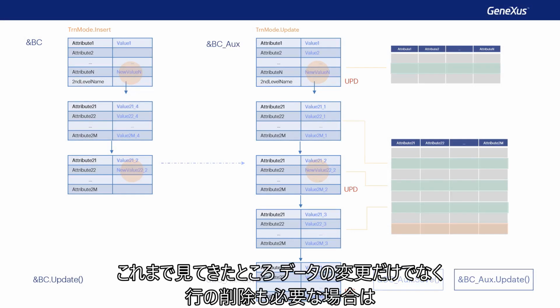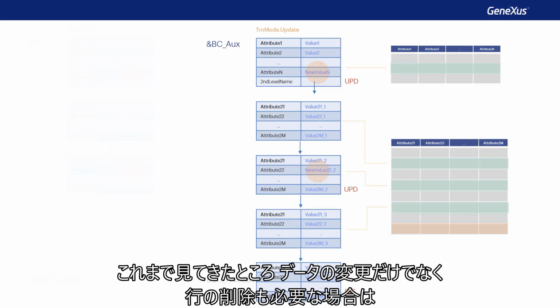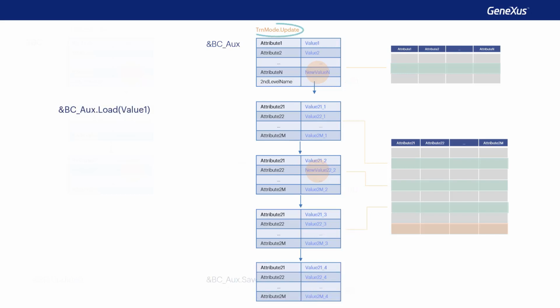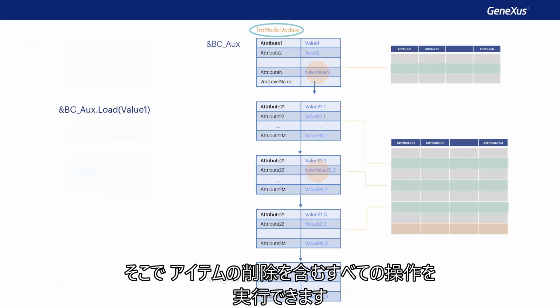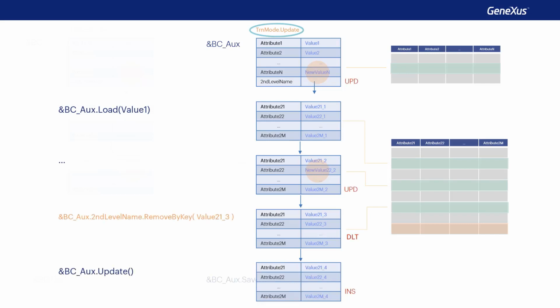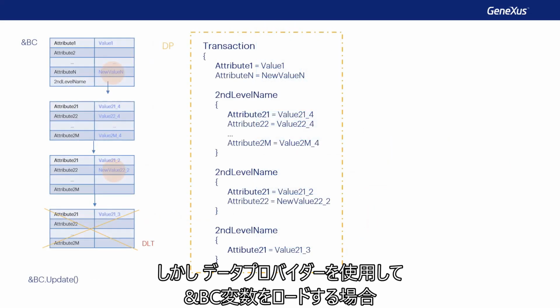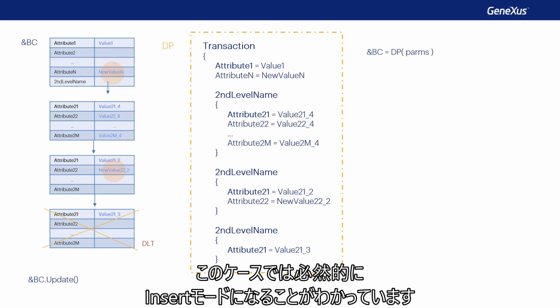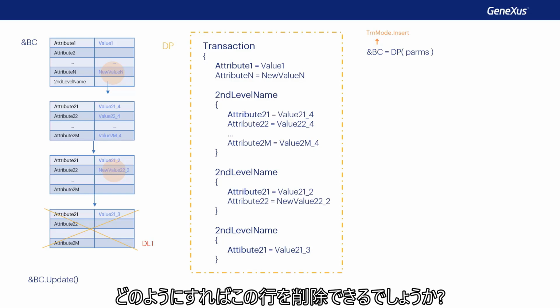From what we've seen, if we want not only to modify data, but also to delete lines, it'll be convenient to make an explicit load so that the variable is loaded from the database, and there perform all the operations, including the deletion of items. However, if we're going to use a data provider to load the BC variable, since in this case we know that it will inevitably be in insert mode, how can we delete this line?